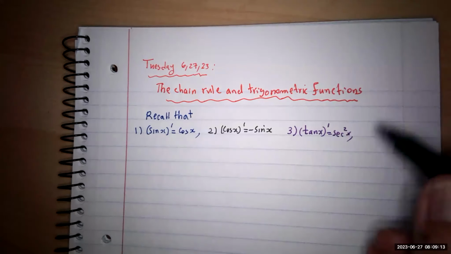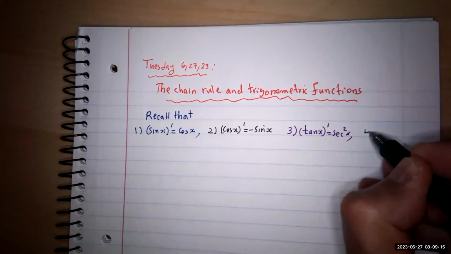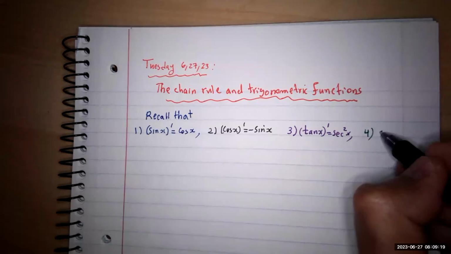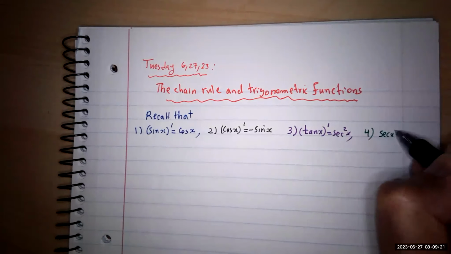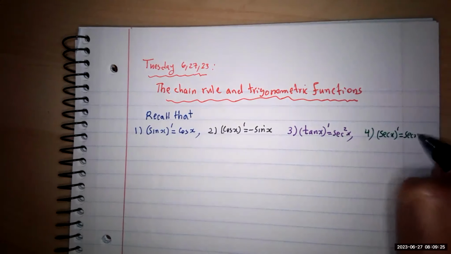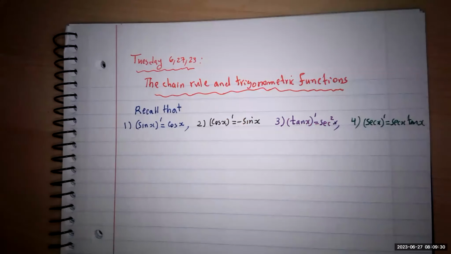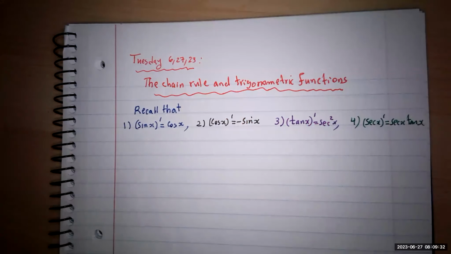And the fourth one, you know, these 4 functions that we focus on: the derivative of secant of x would be secant of x times tangent of x. Secant, tan. You know, the other ones, cosecant and cotangent, are going to be the same. So this is what we know so far. They are just single functions.